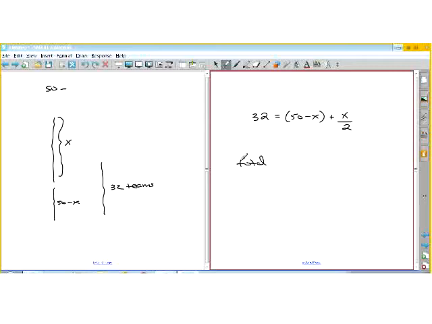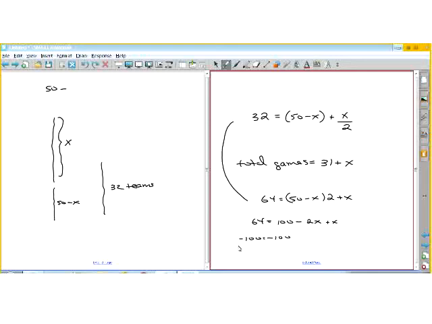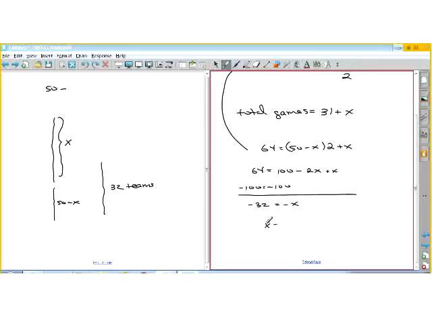So my total games is going to be equal to 31 plus X, because I'm going to need 31 to do that. Okay, so let's figure out what X is. I'm going to multiply both sides by 2 to get rid of this fraction. So I'll get 64 is equal to 50 minus X, whole quantity, times 2, plus X. So 64 is equal to 100 minus 2X plus X. And if I subtract 100 from both sides, I'll get negative 32 is equal to negative X, or X is equal to 32.